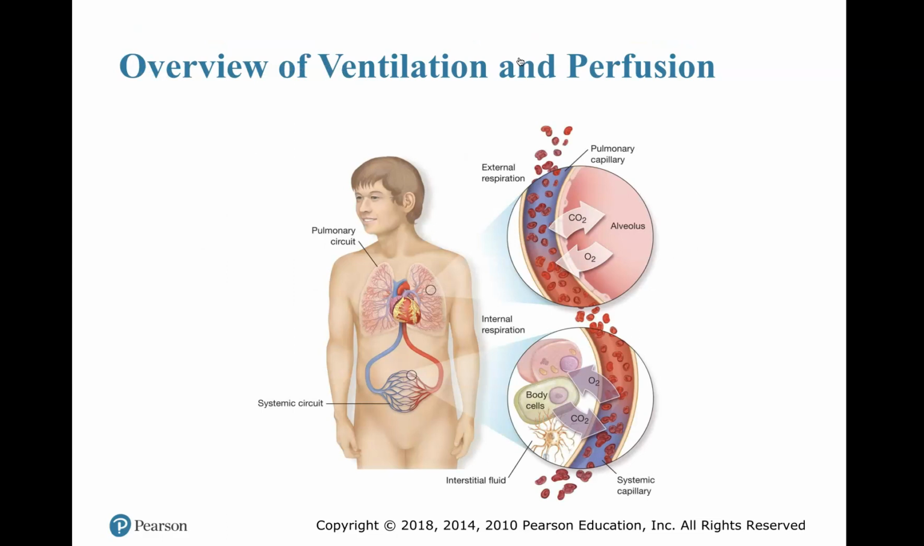Here's an overview. We have the pulmonary circuit here, the systemic circuit. Blown up, you see the alveolus. CO2 and O2 are exchanging in the capillary, just like we had talked about. And then down at the cellular level, we see the body cells giving off that CO2 and accepting that oxygen from oxygenated blood.